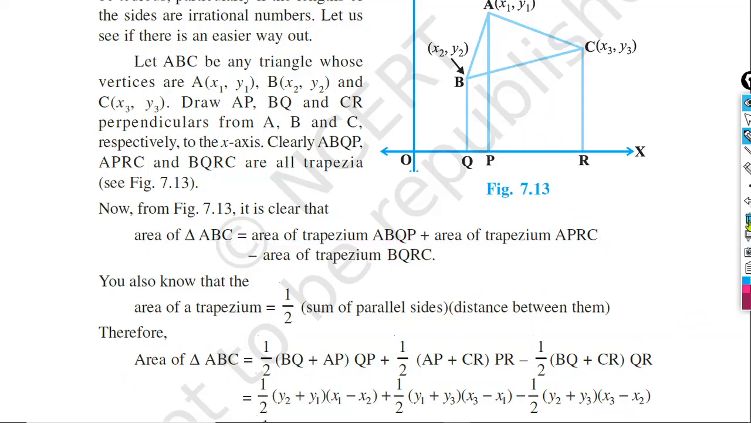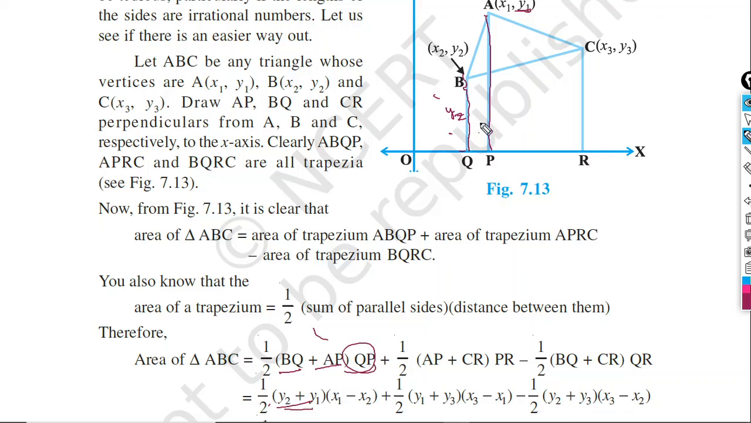Now let's see 1 by 2 into BQ plus AP. Now look at the figure. Where is BQ? BQ, here it is. What is the length of BQ? BQ is nobody but the y coordinate of point B, that is y2. And AP, look at AP. AP is the length of AP, nobody but the y coordinate of point A, that is y1. So y2 and y1. So 1 by 2 into y2 plus y1 into QP.